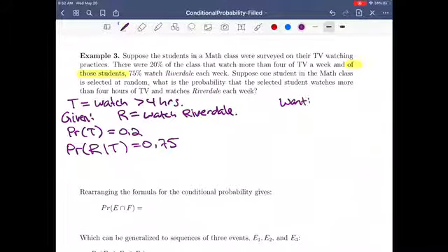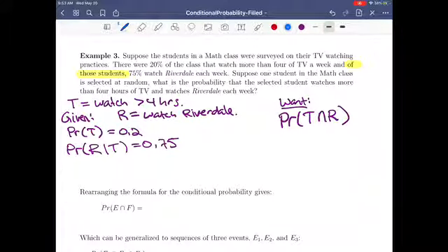Okay, so that's what they've given us. What do they want us to find? Suppose one student in the math class is selected at random. Okay, so someone in the entire class is selected. What's the probability that they watch more than 4 hours of TV and Riverdale? So that's an intersection. So what we're looking for is the probability of T intersect R.